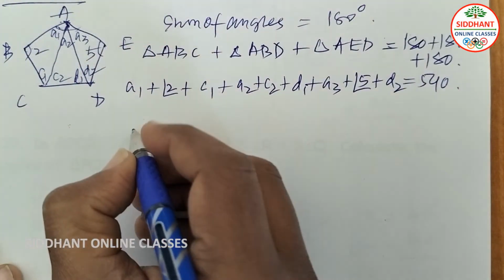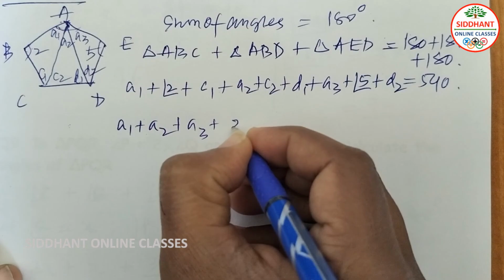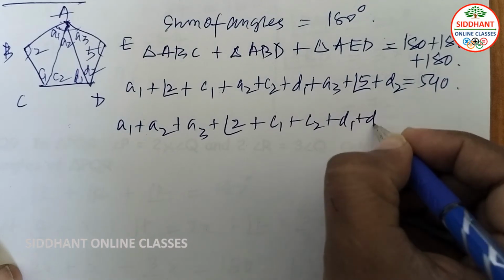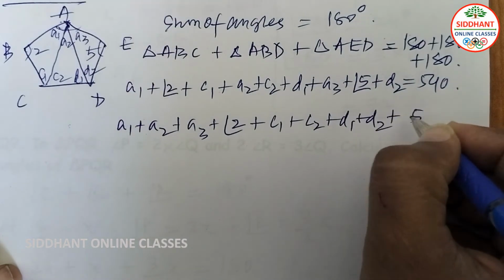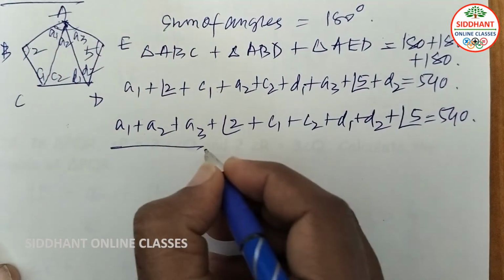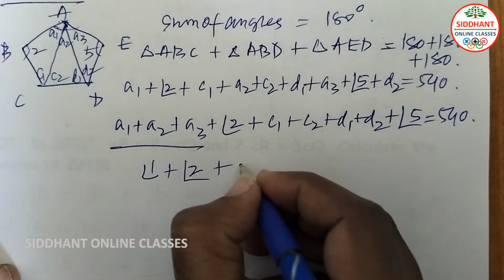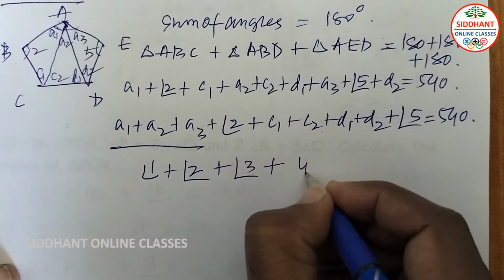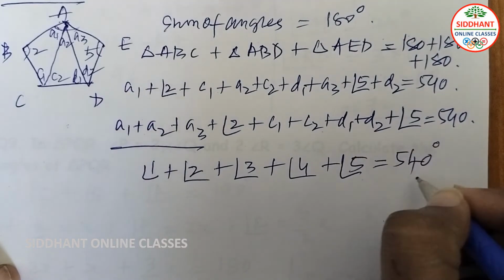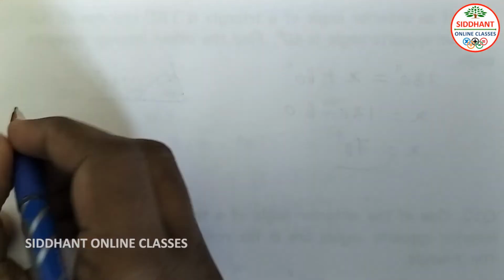So when you separate the angles, that will be A1 plus A2 plus A3, angle 2 plus C1 plus C2 plus D1 plus D2 plus angle 5 equal to 540 here. So we know A1, A2, A3 is angle 1 plus 2, C1, C2 is angle 3 and D1, D2 is angle 4 and this is angle 5, which is equal to 540 here. The sum of angles 1, 2, 3, 4, 5 is 540.